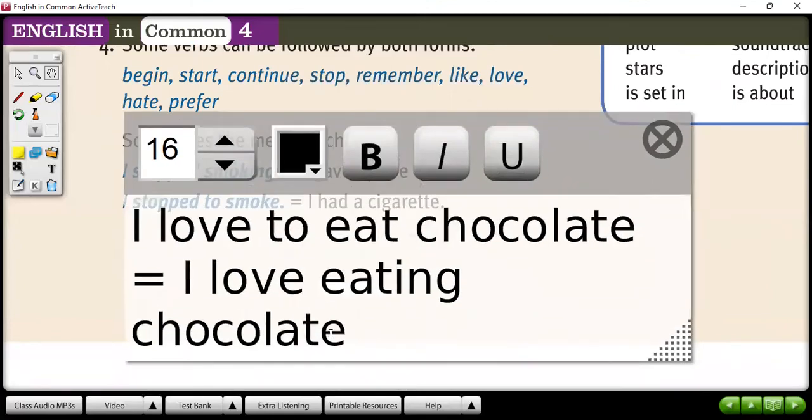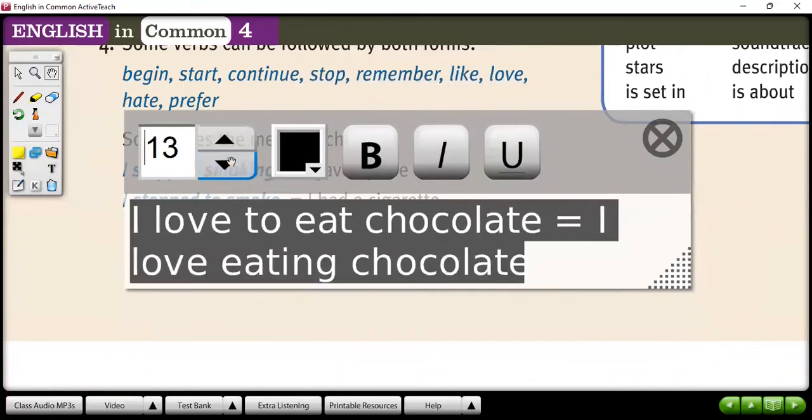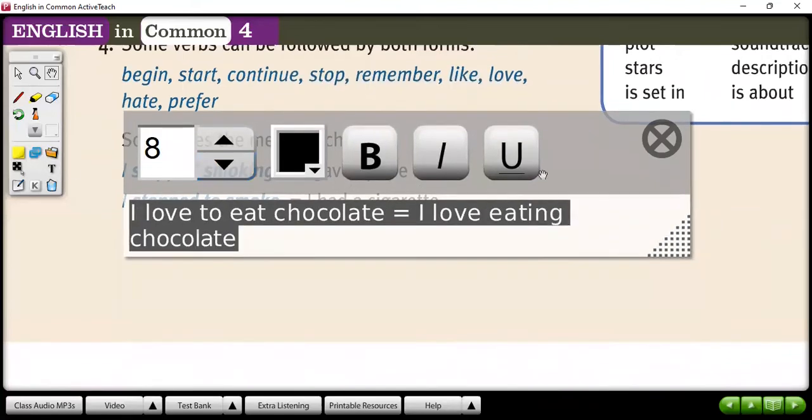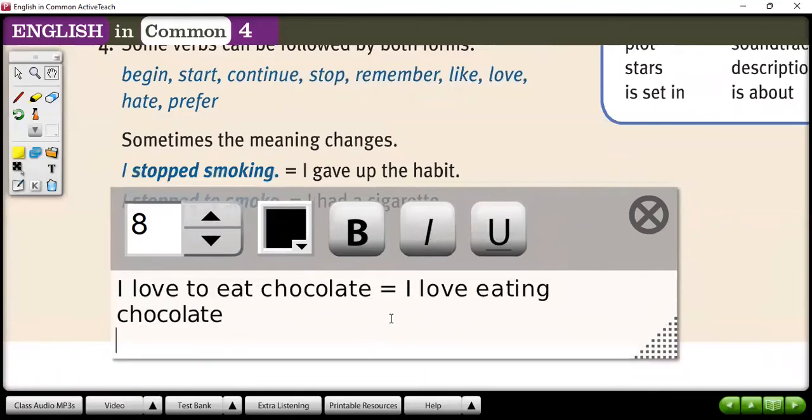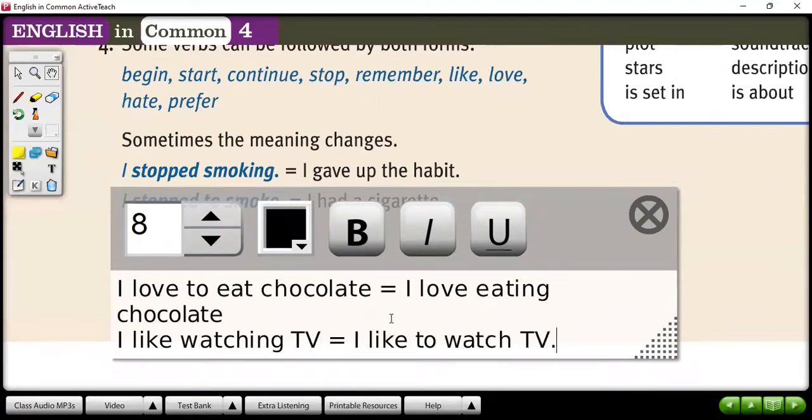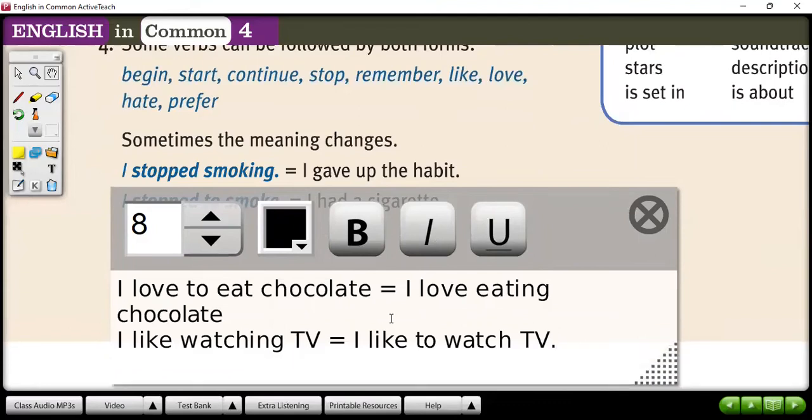Okay? It doesn't matter, it's the same. Okay? I love to eat chocolate. I love eating chocolate. The same. I like watching TV is the same as I like to watch TV. That's okay. No difference. Another example, hate.